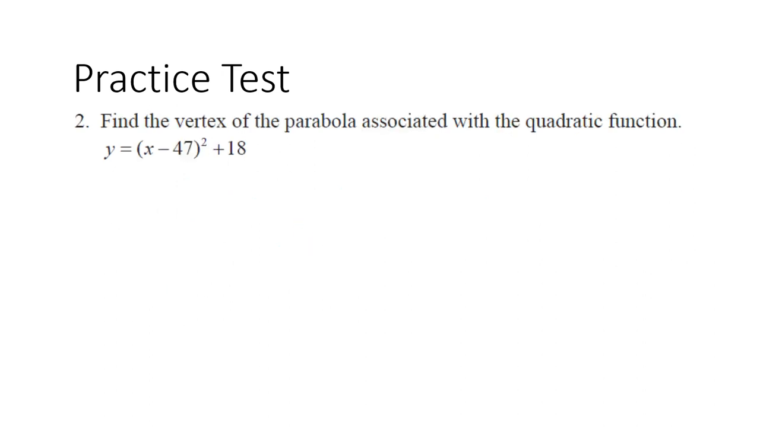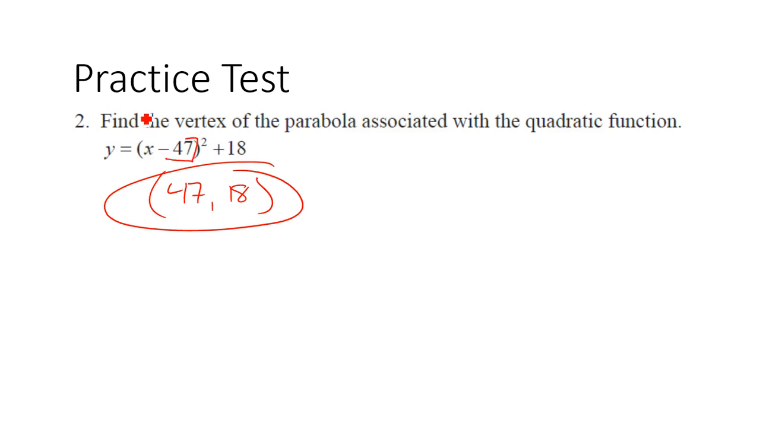Find the vertex of the parabola associated with this. So the vertex is at (4, 4), from h and k.